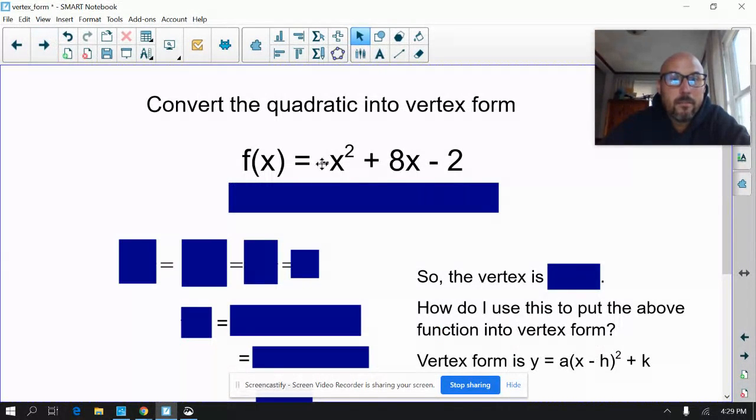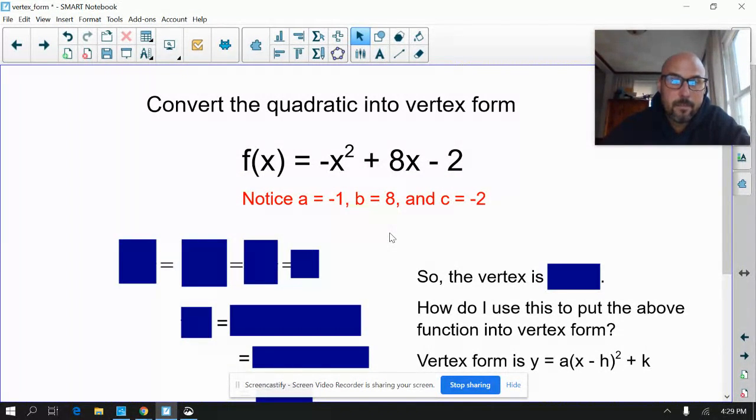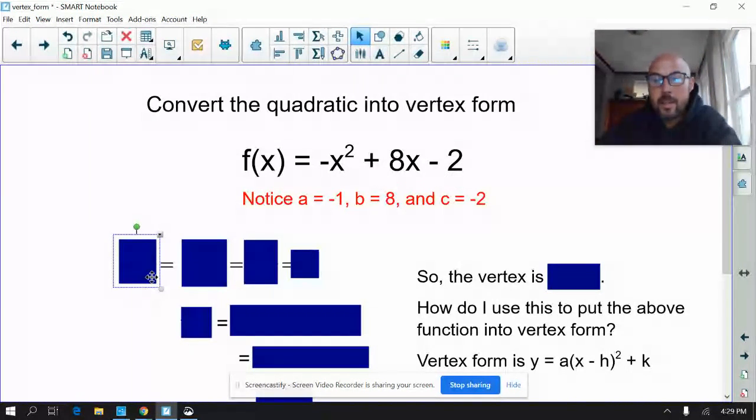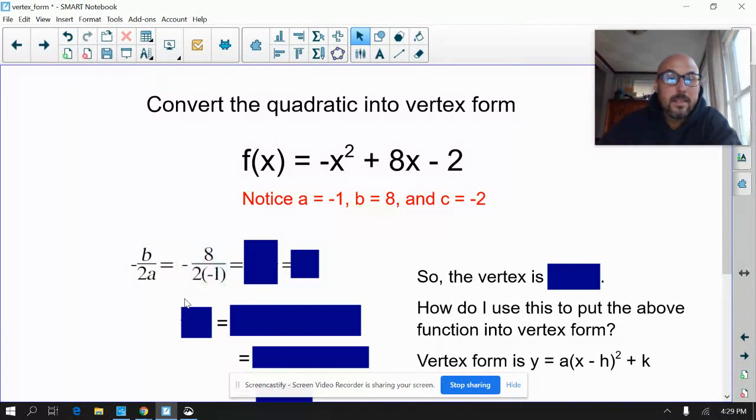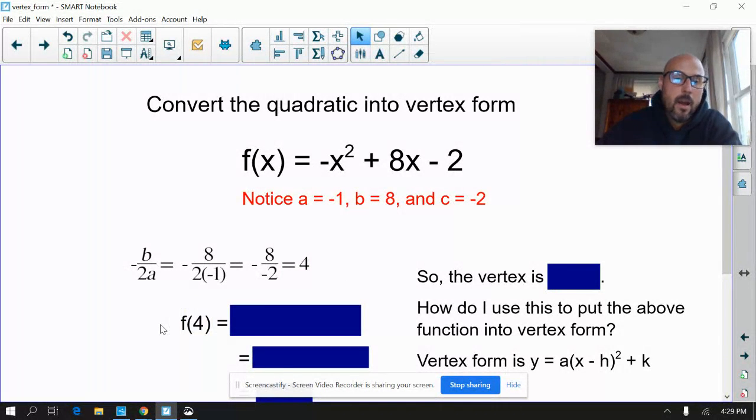All right, so I want to convert this to vertex form. Well, first of all, it's in standard form, so I know a, b, and c. A is -1, b is 8, c is -2. C is also the y-intercept. So this is hitting the y-axis at -2. Let's first find the vertex. So negative b over 2a. This is negative 8 over 2 times negative 1, which is negative 8 divided by negative 2, which is positive 4. Positive 4 is the x part of the vertex. To find the y part, plug in 4.